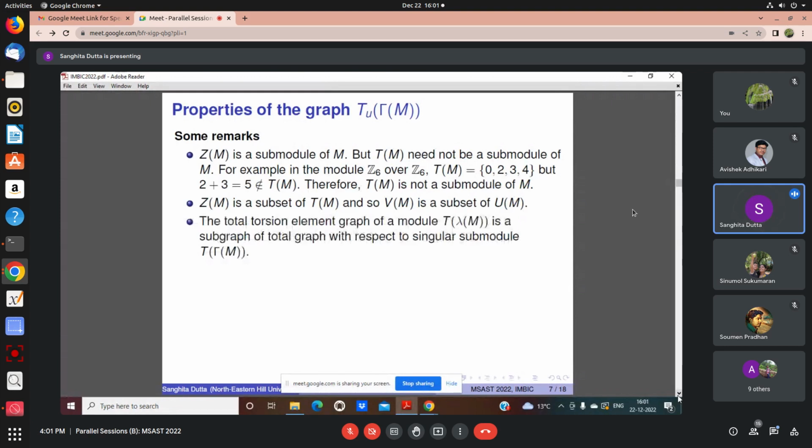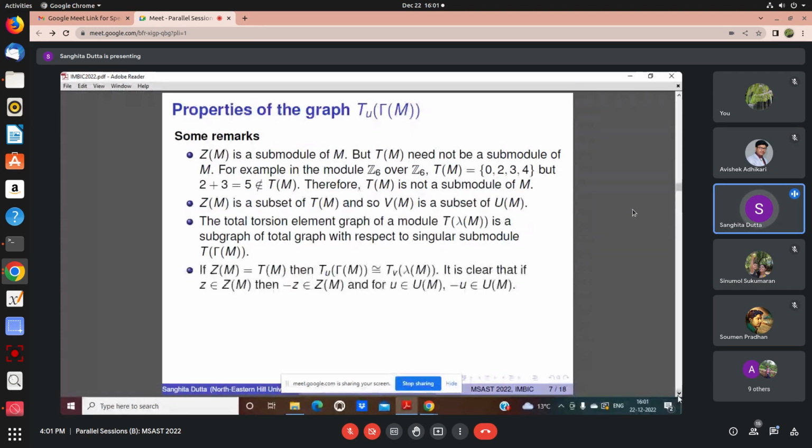The total torsion element graph of a module, T Lambda(M), is a subgraph of the total graph with respect to the singular submodule, T Gamma(M). This is an observation: if Z(M) is equal to T(M), then T_u Gamma(M) is isomorphic to T_b Lambda(M). And it is clear that if z belongs to Z(M), then minus z also belongs to Z(M), and u belonging to U(M) implies minus u belongs to U(M).